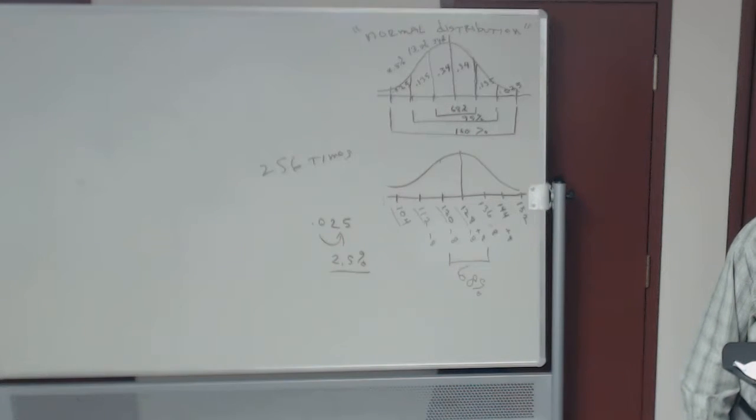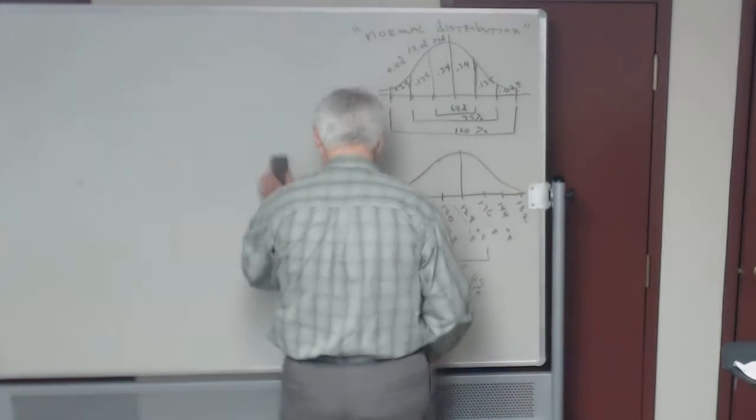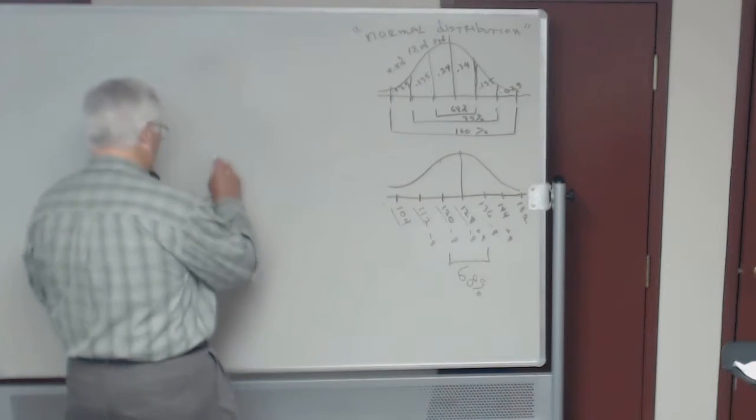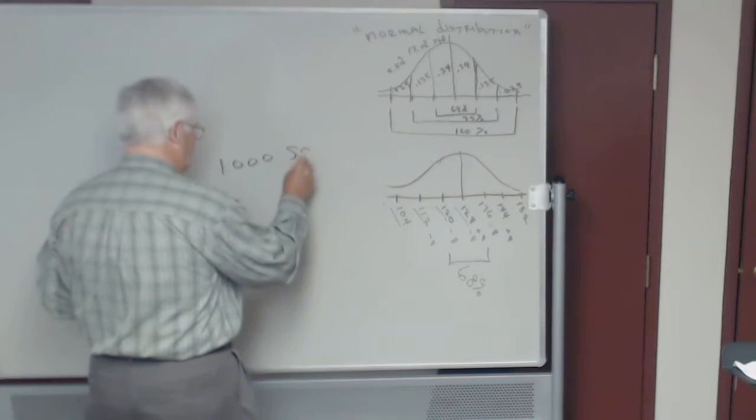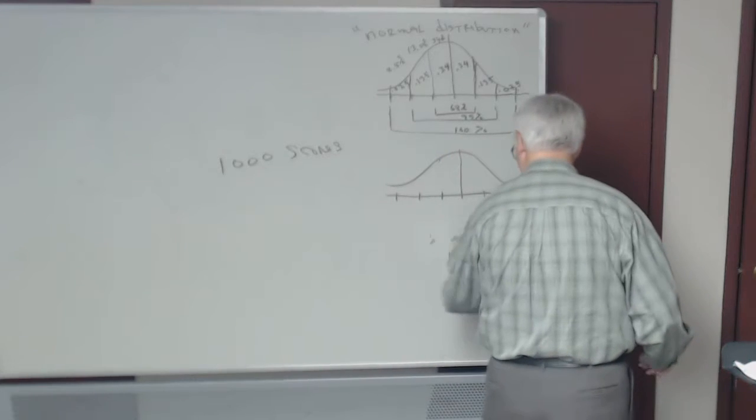All right. Number 7. A normal distribution consists of 1,000 scores. Okay, so now we have 1,000 scores. And what does it say about it?